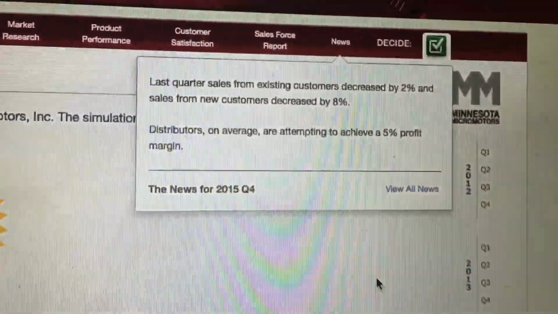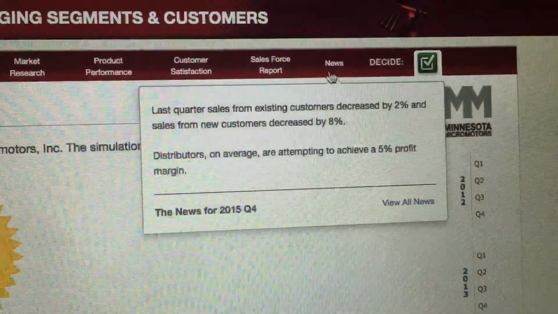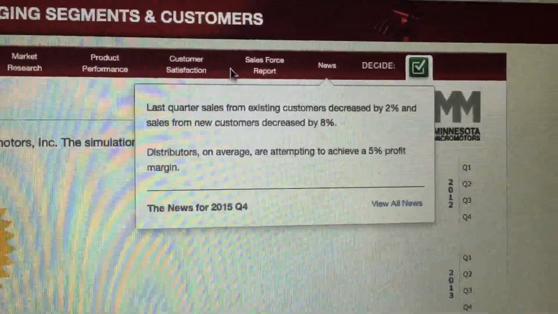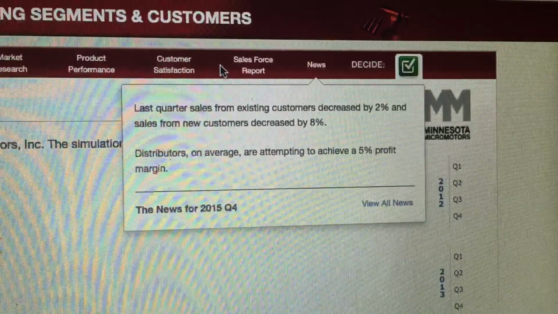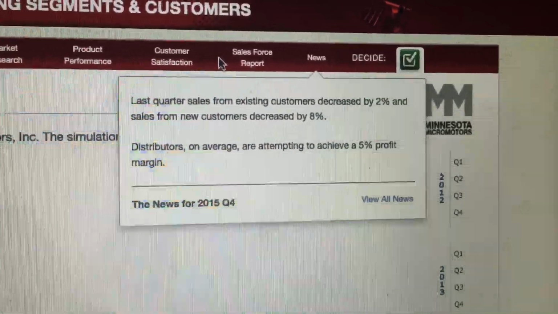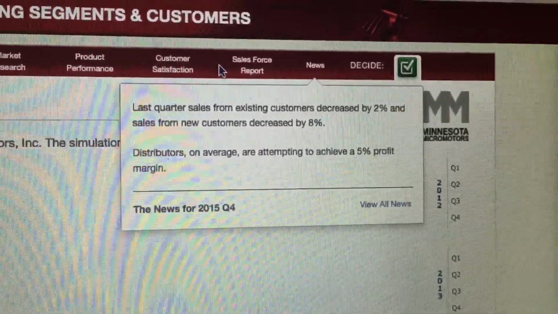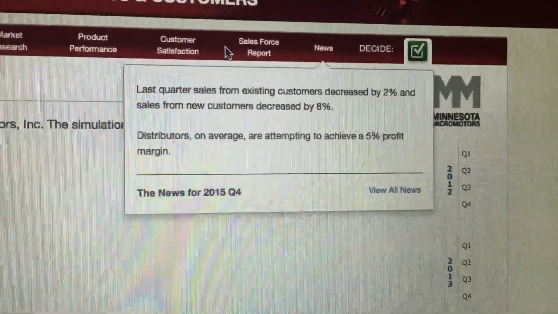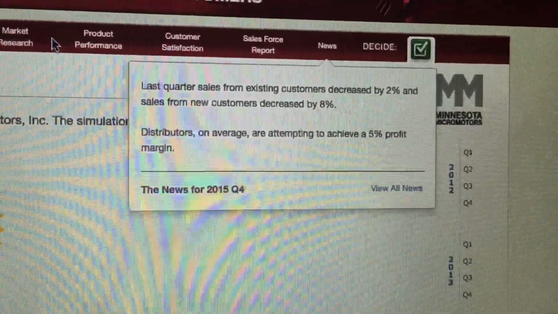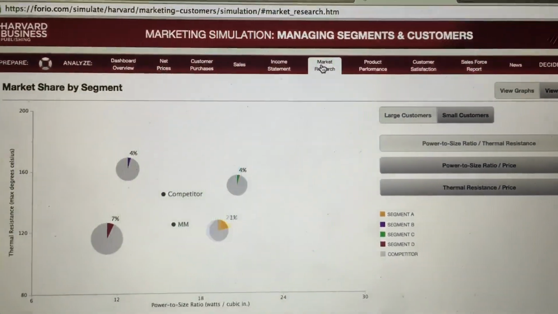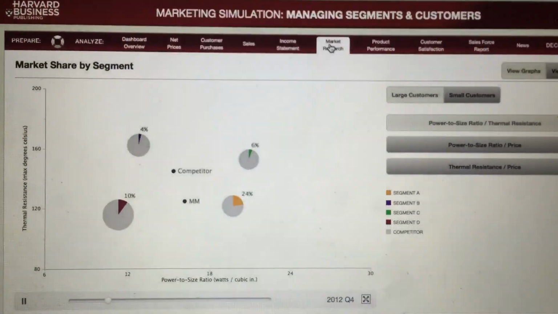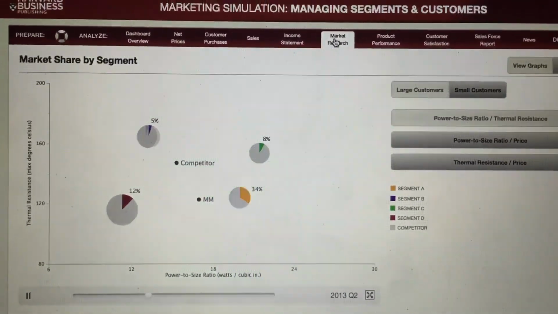Another important thing was the news that I looked at a lot. With the news, it shows, as you can see, last quarter what you increased and what you decreased, and what the distributors on average were attempting to achieve with the profit margin. So that was important. I could change that a lot and make sure that everyone was satisfied with that.